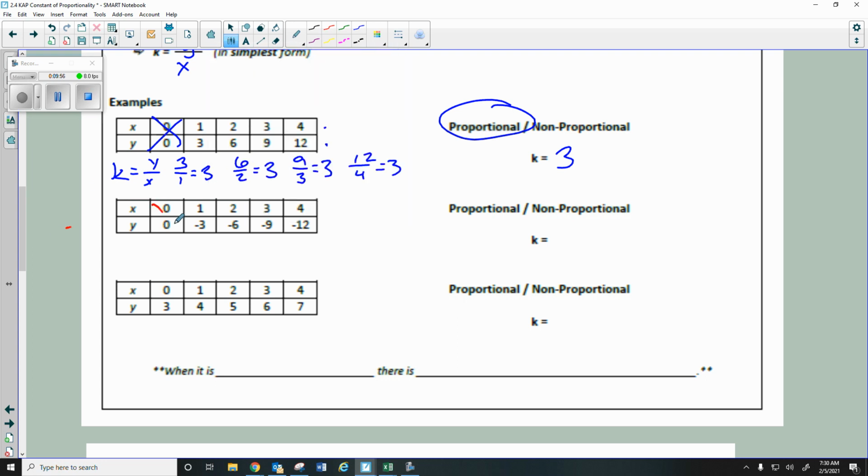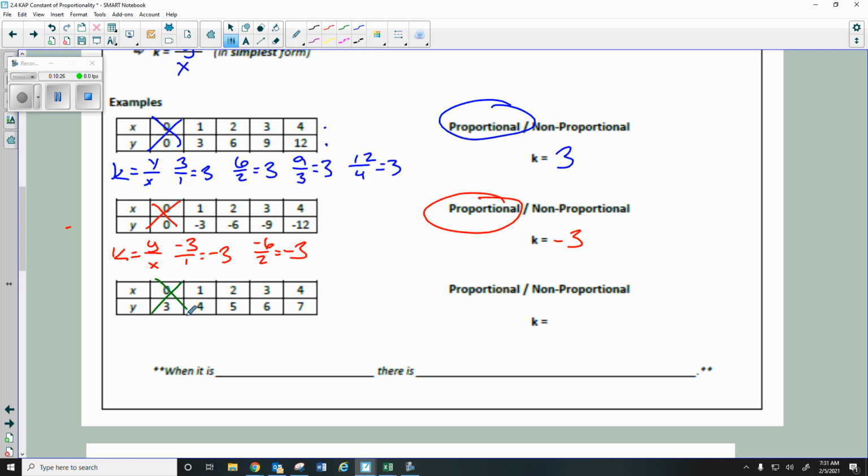Okay, again, I don't look at x equals 0. I'm going to put k equals y over x. Negative 3 over 1, signs are different, negative wins it, negative 3. Negative 6 over 2, signs are different, negative wins it, negative 3. And if I keep doing that, it's going to stay proportional, where k equals negative 3. Okay, last one.